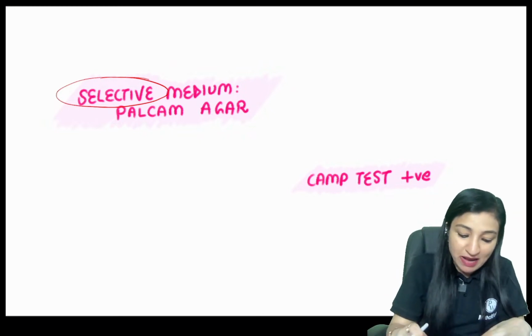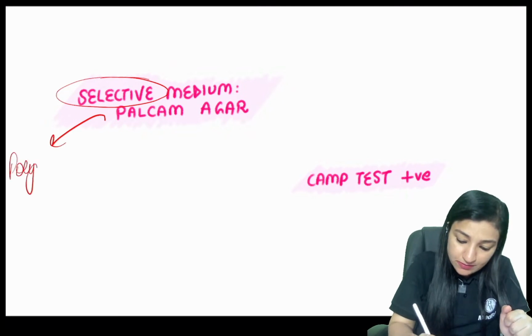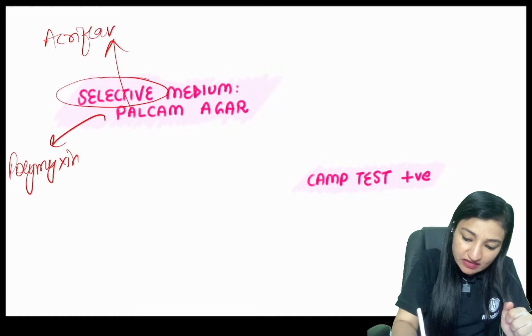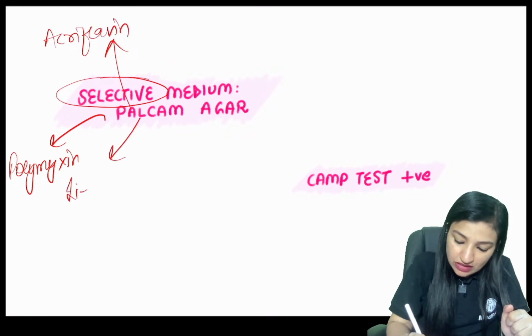सो सेलेक्टिव मीडियम इज पैल्कम अगार वेयर पी स्टैंड्स फॉर पॉलीमिक्सिन. ठीक है. ए स्टैंड्स फॉर एक्रीफ्लेविन, एल स्टैंड्स फॉर लिथियम क्लोराइड. ठीक है.